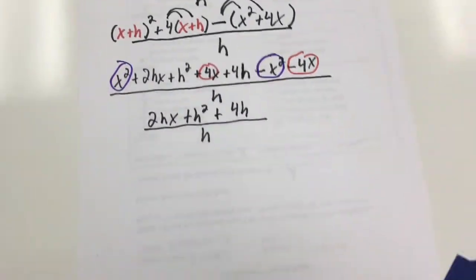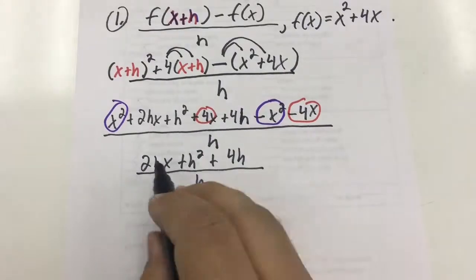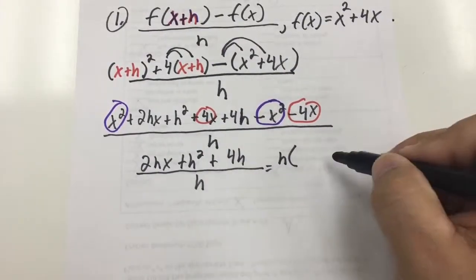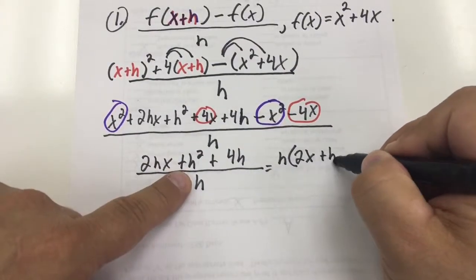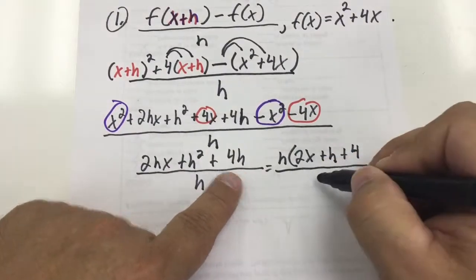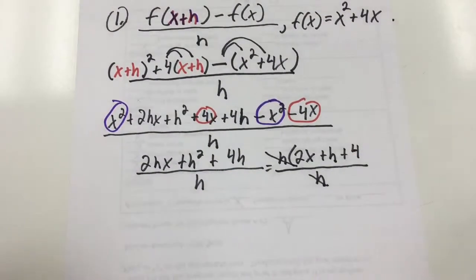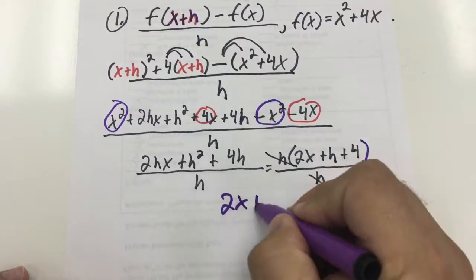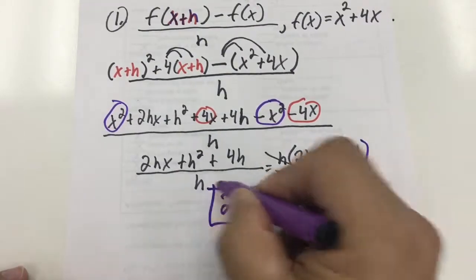Getting close to the end here. Now all I have to do is factor out an h from the top. So when I pull an h out, that's going to give me 2x plus h plus 4, all divided by this h. And they cancel out, and my final answer, lo and behold, is going to be 2x plus h plus 4. And that's the difference quotient, in a nutshell.